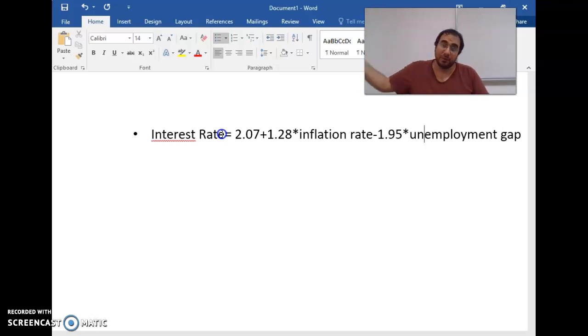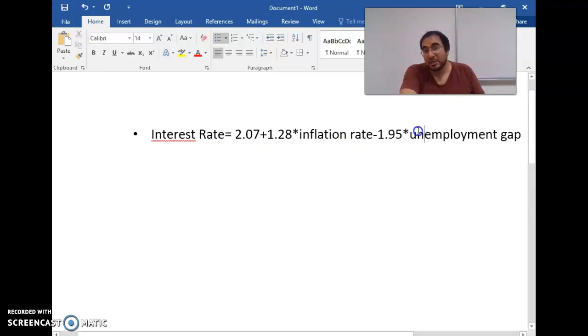However, if the unemployment gap is negative, that's the case where your unemployment is lower than NAIRU, then you have a kind of inflationary gap. That means you should also increase the interest rate. So this unemployment gap will be negative, so this whole term will be positive. So this will increase the interest rate.